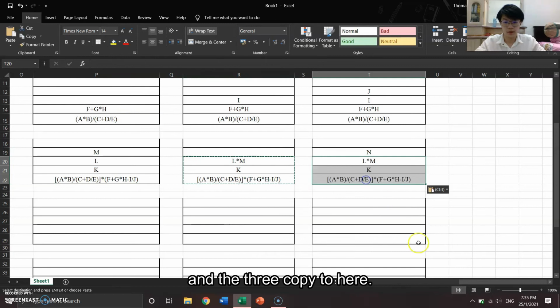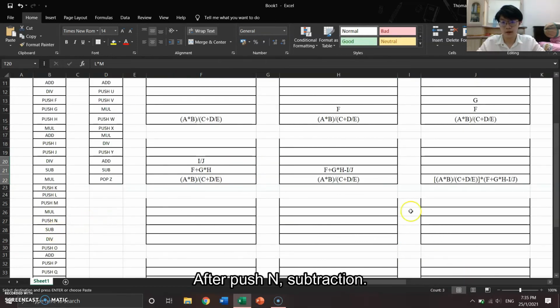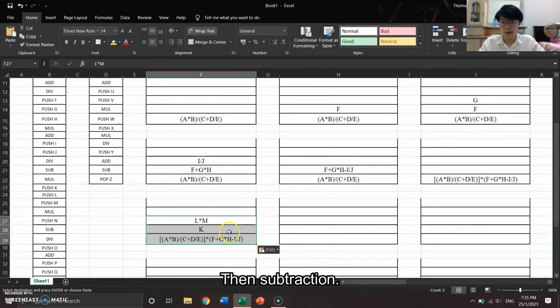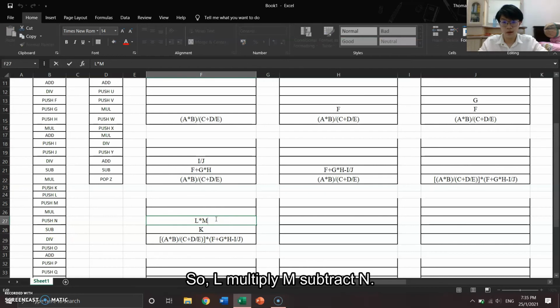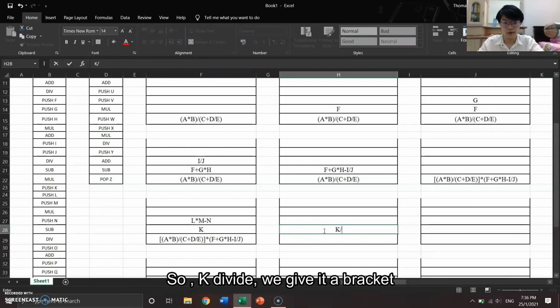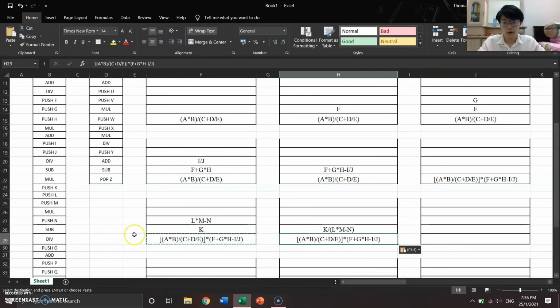And the 3 copy to here. After push N, subtraction. So this we copy. Copy until the third floor. Then subtraction. So L multiply M, subtract N. After subtraction, divide. So K divide, we give it a bracket, L multiply M minus N.